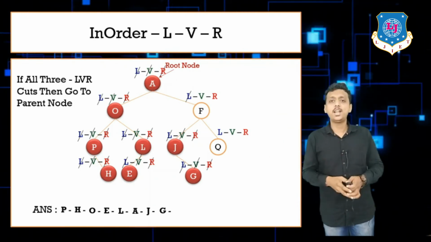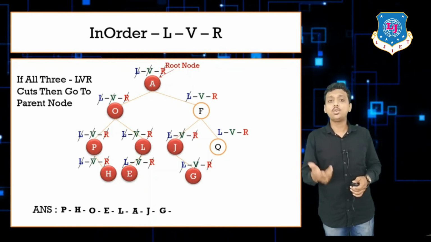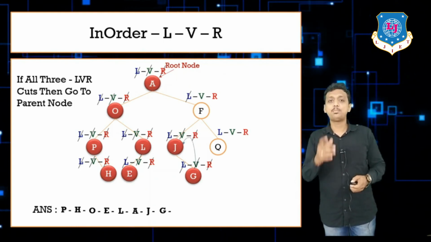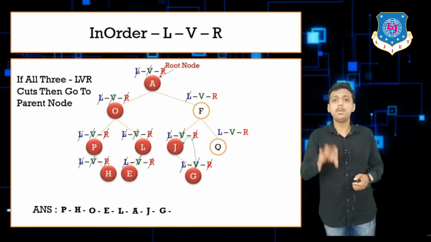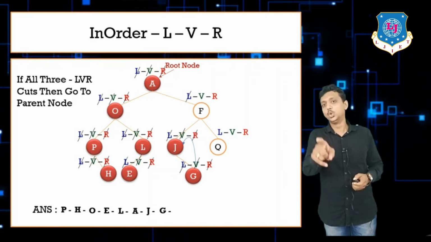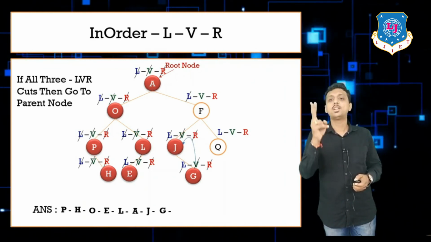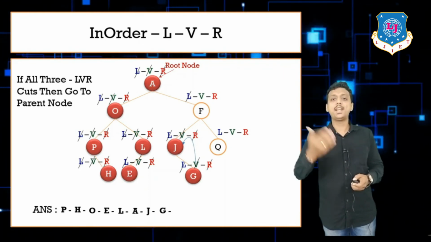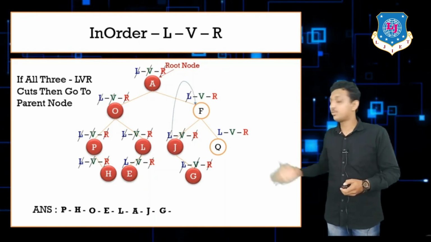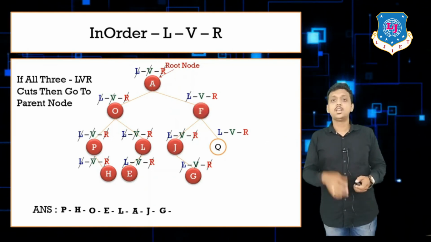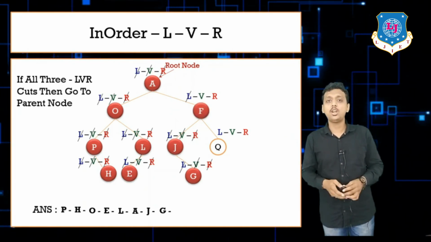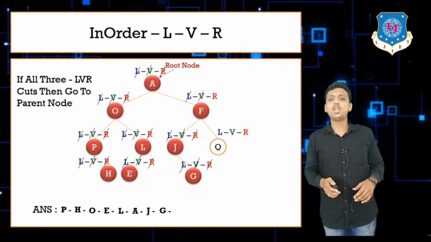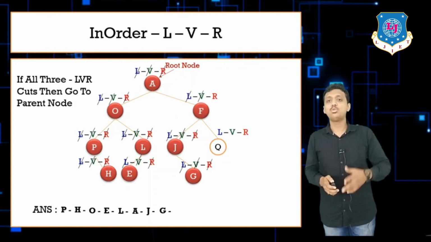Students, what is the parent node of G? Tell me, what is the parent node of G? That is J. Okay, now tell me, is there any operation remaining on J to be performed? No, because we have already done left, visit and right. Fine. So what to do? Just move towards the parent of J. Which node is the parent node of J? See, F. Okay. So is there any operation remaining on F? Yes, that is visit. So just visit F, write down F into the answer and then move further.